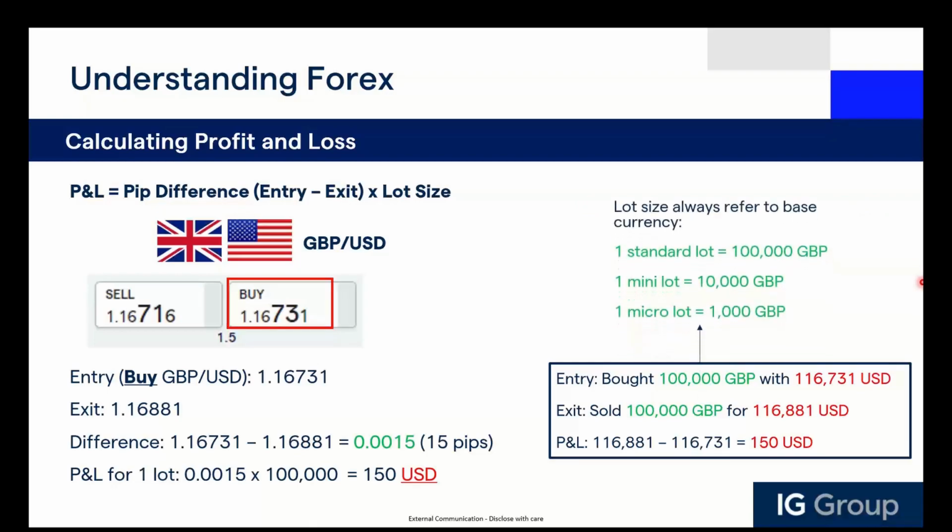Okay, so standard lot, just to recap, is always based on 100,000 of the base currency, and mini lot is 10,000, micro lot is 1,000. So the profit and loss calculation will be different here. Just take the pip difference, multiply by whatever trade size you entered, and you'll be able to get the profit and loss. Okay, so it's nothing too complex, it's more about the understanding.